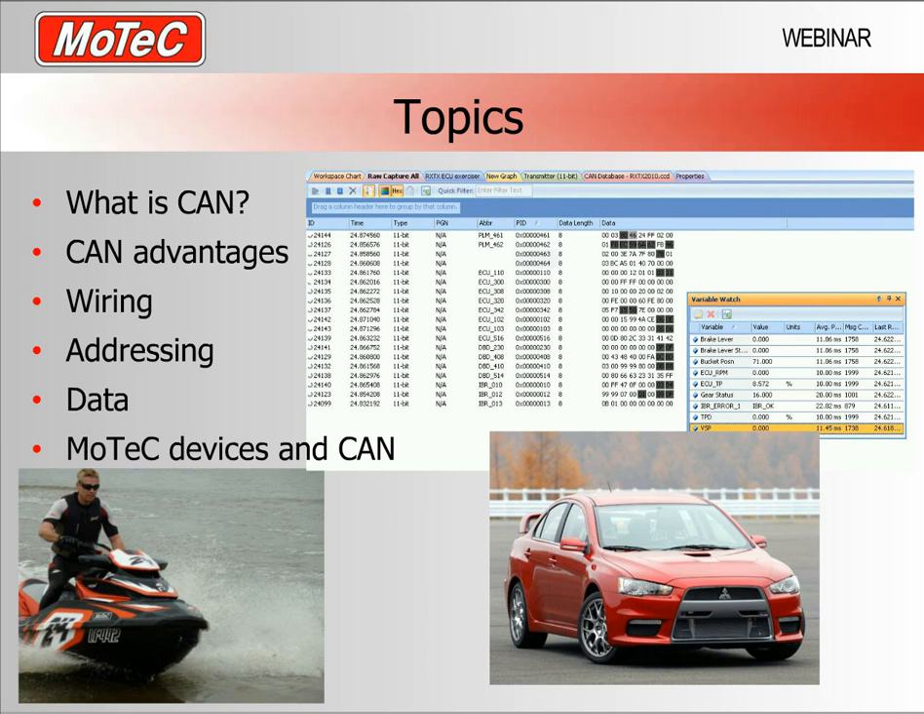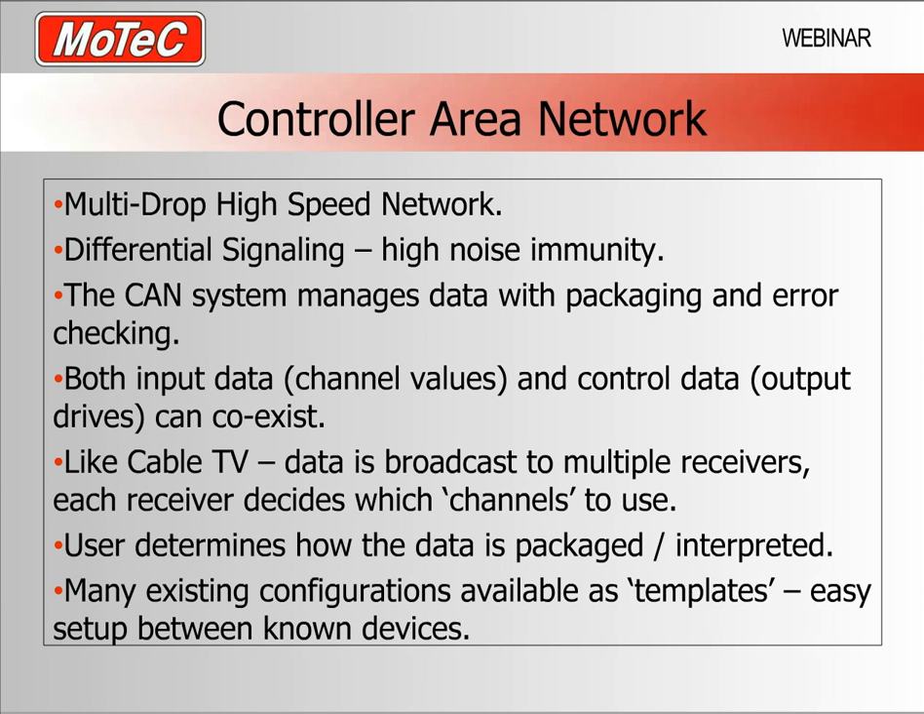So we'll be looking at what the technical description of CAN is. We'll cover what advantages we can get from CAN. Then we'll have a quick look at wiring, and then a little bit of a detailed look at addressing and data. But we're not going to go again into specific setups, more just an overview of how CAN would work. And lastly, we're going to take a look at how our MoTec devices work with CAN and how they interact with each other, and also how they may interact with OEM systems.